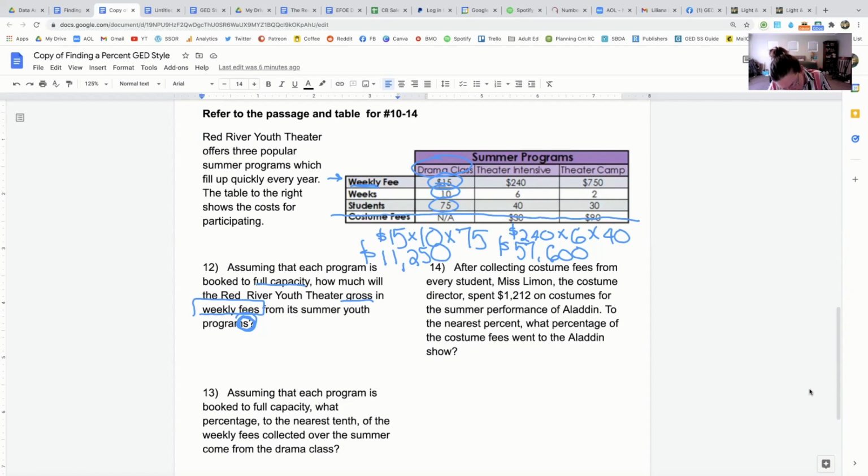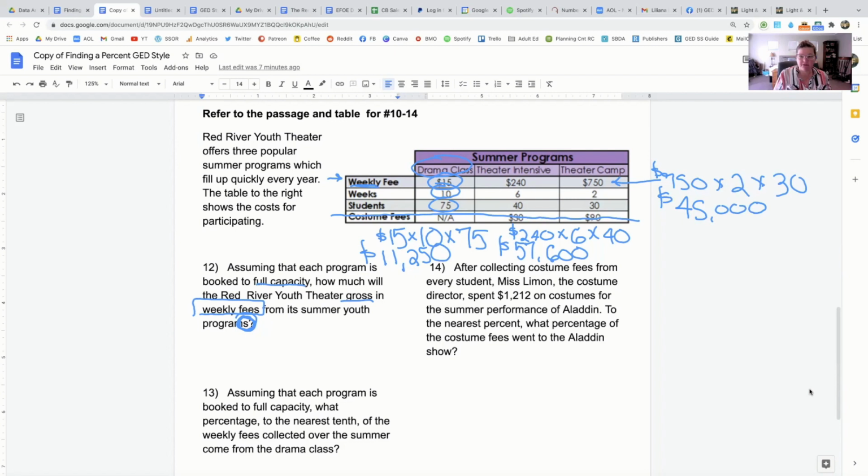Theater camp is $750, but it's only 2 weeks and only 30 students get to attend. So that $750 is going to get paid 2 times by each one of the 30 students. So times 30, and it looks like $45,000 the theater is going to make here.